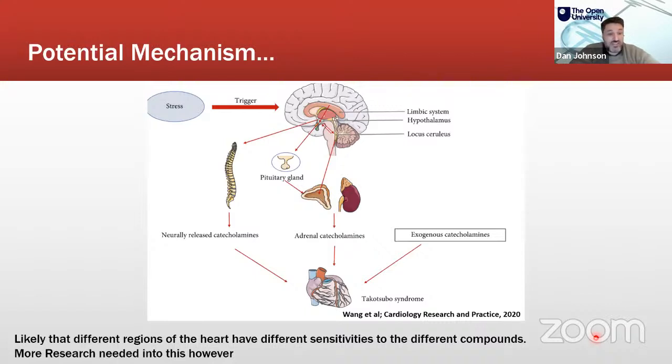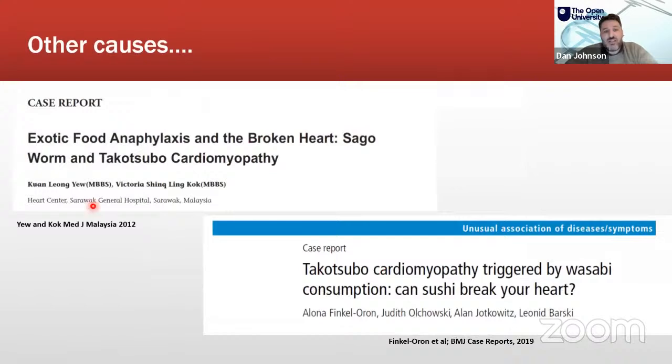There's still a lot of research needed into this, however, and we're doing some of that at the OU, not specifically into this syndrome, but into what happens and how these different sensitivities are across the whole surface of the heart. There's also been other causes, and I thought these were quite interesting little case reports to share with you.